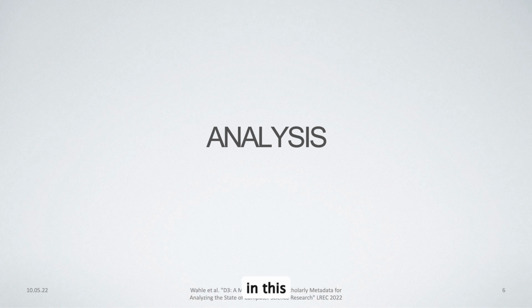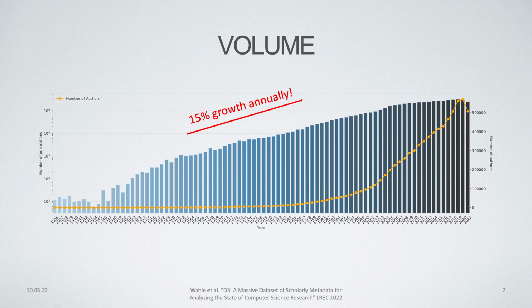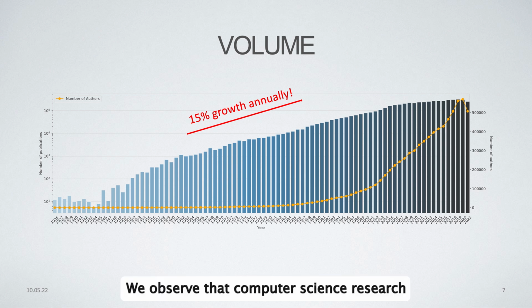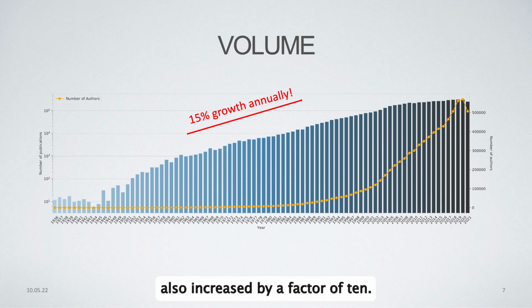So our analysis in this paper starts with looking at the volume of computer science research. Here we plot the number of publications in logarithmic scale over the time from 1936 to 2021. In orange, we also plot the number of authors in a linear scale. We observed that computer science research is growing exponentially, and from 1952 to 1962, so in 10 years, the number of annual publications also increased by a factor of 10. Wow, that's a lot. On average, the number of publications is growing 15% annually.